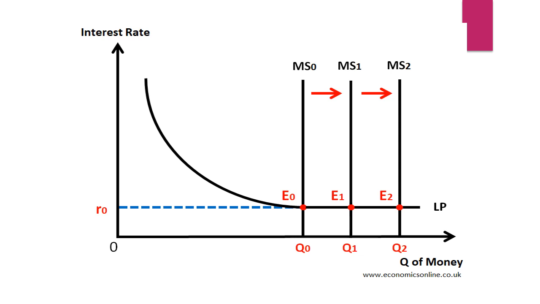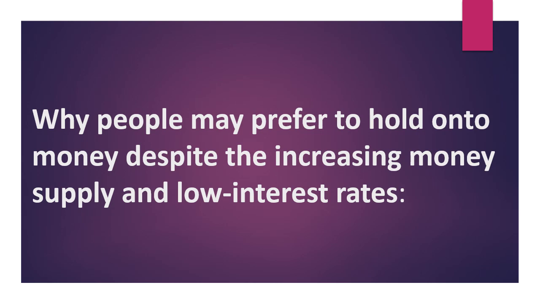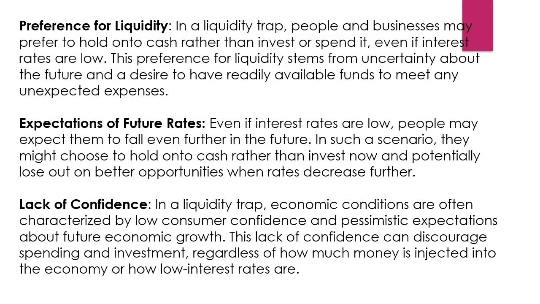The curve that you see that starts from the top and goes to E2, we call it LP, that is your liquidity preference curve. Now comes the question: why does it happen? Usually this is not a normal condition, but why is it that even when the interest rate is so low, people still prefer to keep money with them rather than investing it into any other thing? There are certain reasons for that. Let's see why people prefer to hold money in spite of increasing money supply and low interest rates. There are three main factors that you need to know.